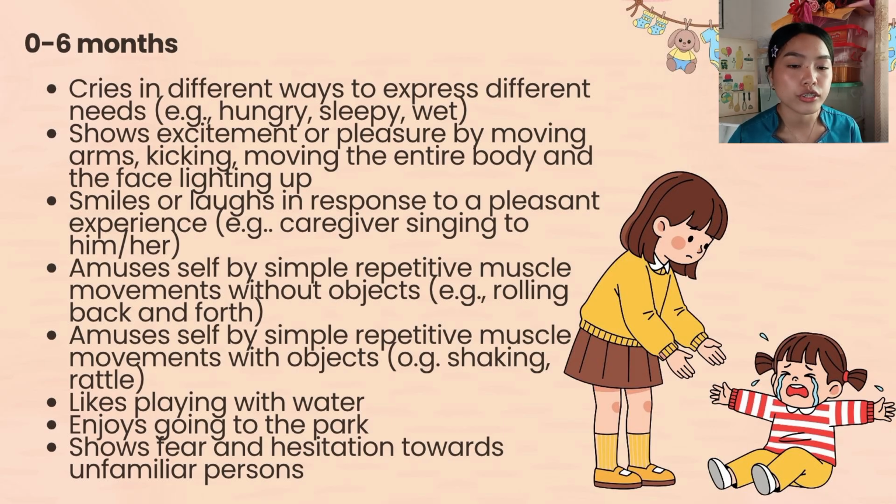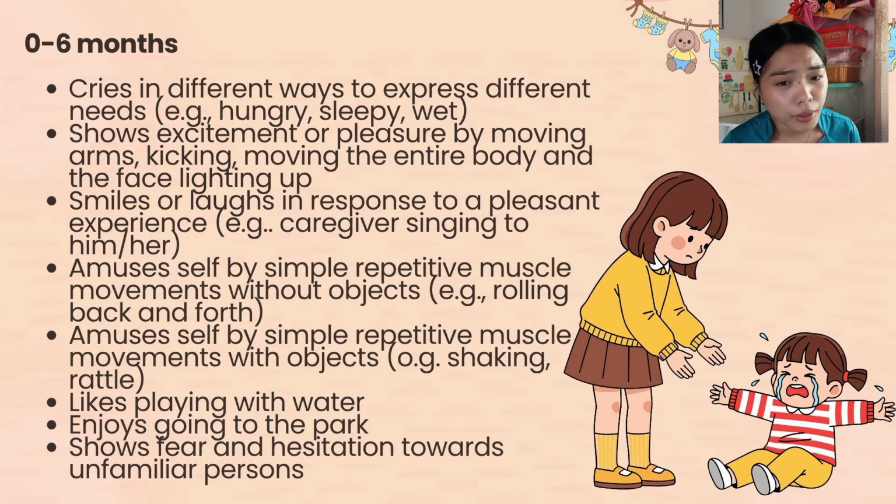Amuses self by simple repetitive muscle movements without objects, rolling back and forth. And then amuses self by simple repetitive muscle movements with objects, shaking a rattle. And then likes playing with water, enjoy going to the park. So also shows fear and hesitation towards unfamiliar person. So these are the socio-emotional development of a baby during 0 to 6 months old.